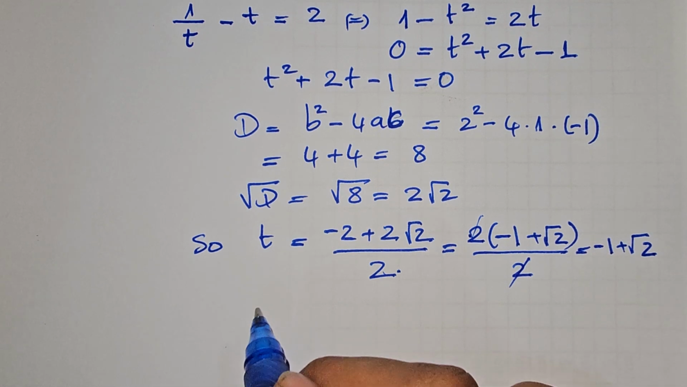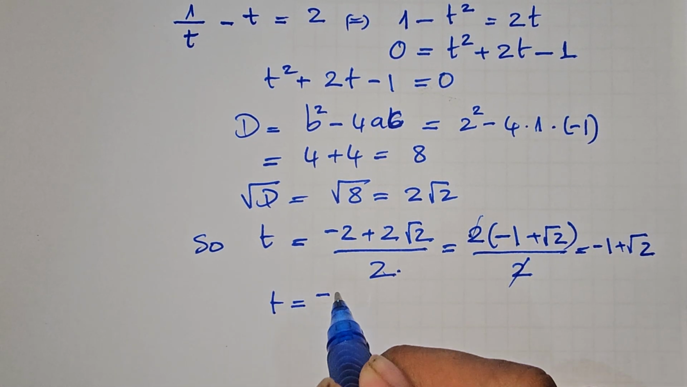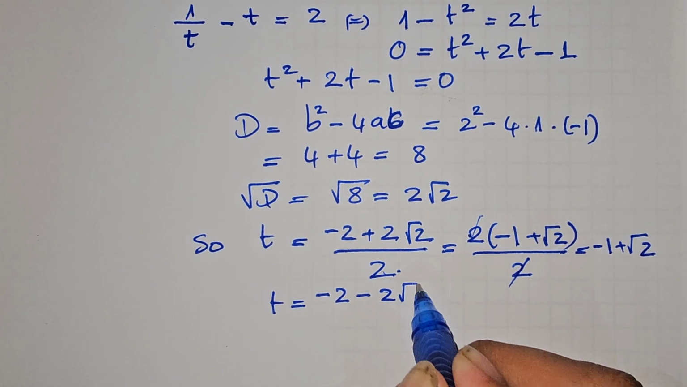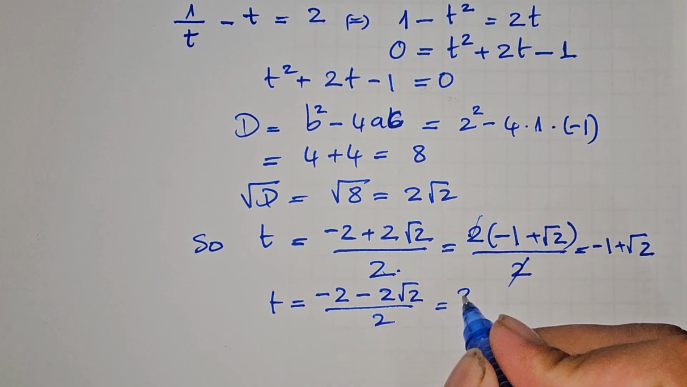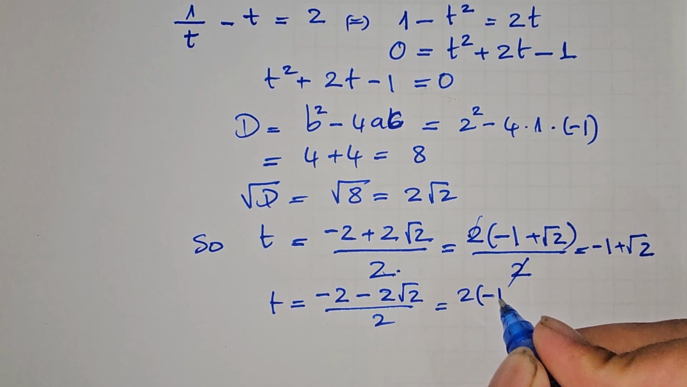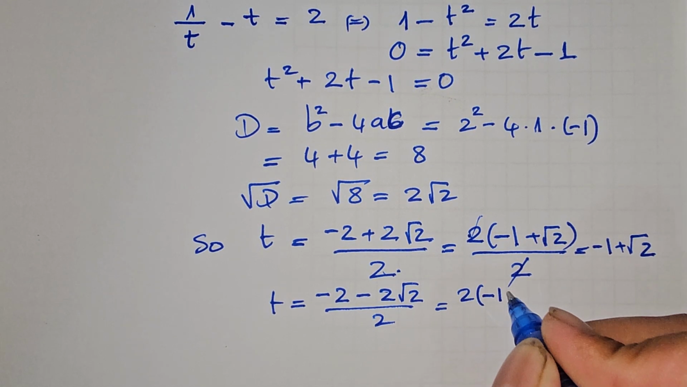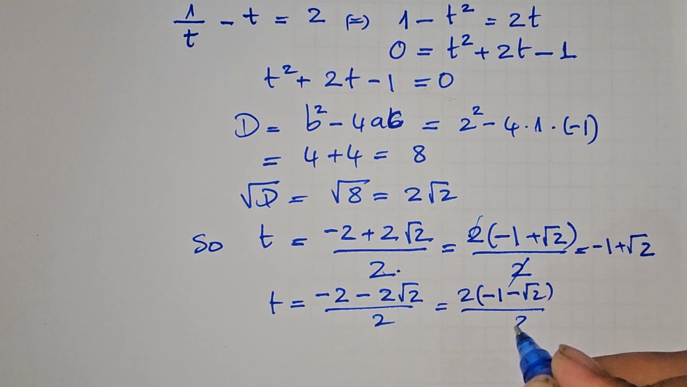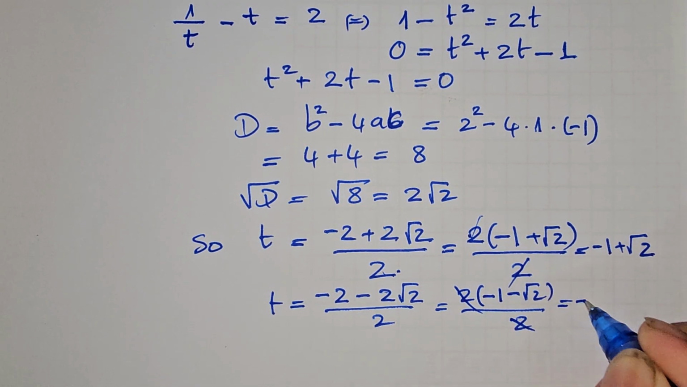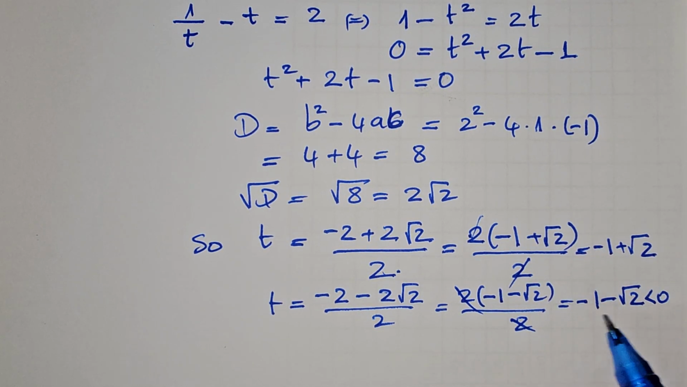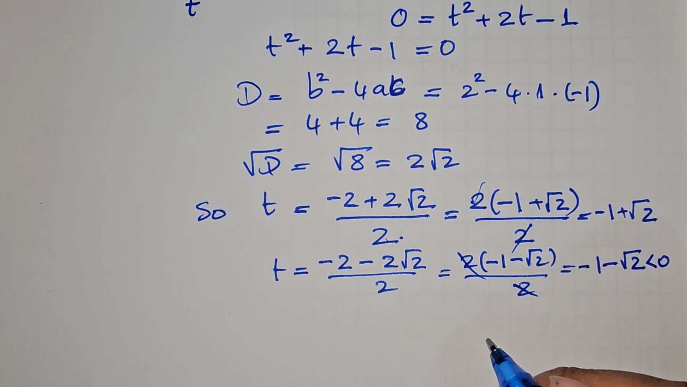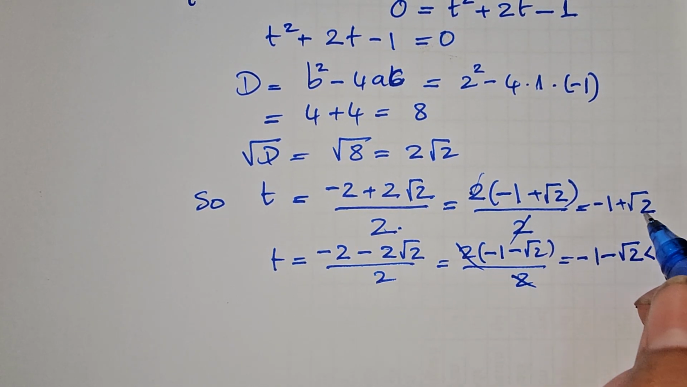And then t also equals negative 2 minus 2 square root 2, divided by 2. We take 2 out as a factor, so we get 2 times (negative 1 minus square root 2) divided by 2. If we simplify, we get negative 1 minus square root 2. It is negative, so we don't take it. We take only positive t. So we get t equals negative 1 plus square root 2.